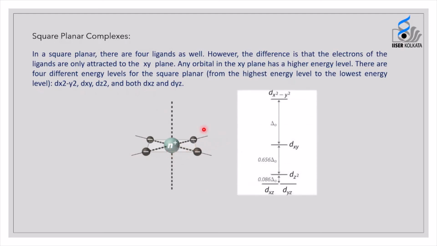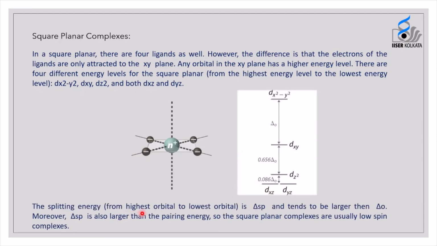So as we have predicted, dx square minus y square is maximum. After that, dxy is the second maximum, because these orbitals lie in the xy plane and dxy also lies in that same plane between the x and y axis. So they are going to interact more than the other lobes, like those between the y and z axis, dyz and dxz. So they are lesser, and dz square interacts more than dxz, dyz, because there is electron density around it which interacts more with these four ligands. So that's why it interacts more, and it is slightly above the dxz, dyz orbitals.